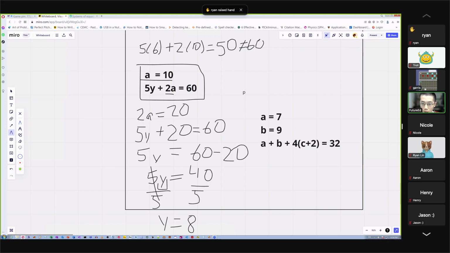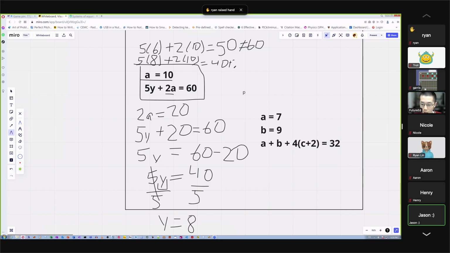Okay, Jason, you're up. You said y is equal to 8. Can you tell me whether this is the correct answer or not? Checking if 5 times y, where y equals 8, is 40, plus 20 equals 60. So we have 5 times 8 is 40 plus 20, which is indeed equal to 60.